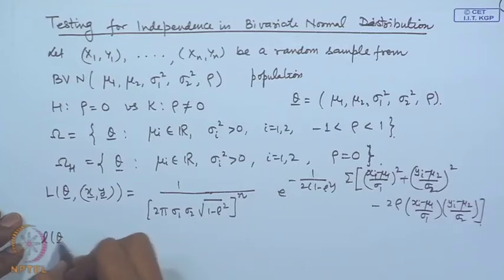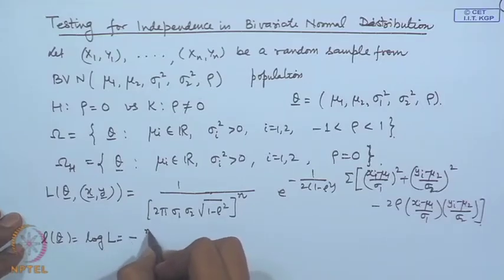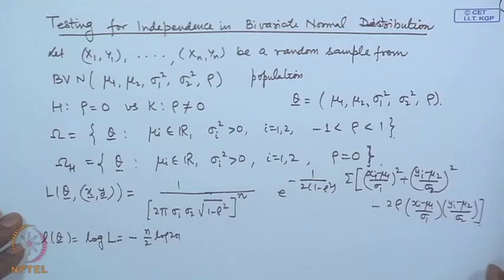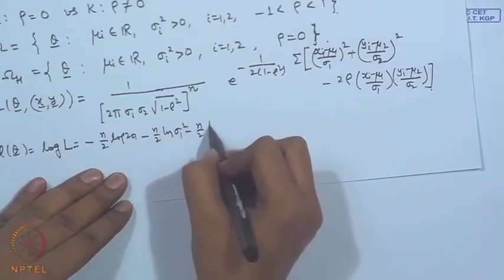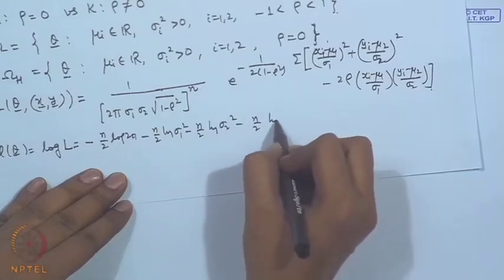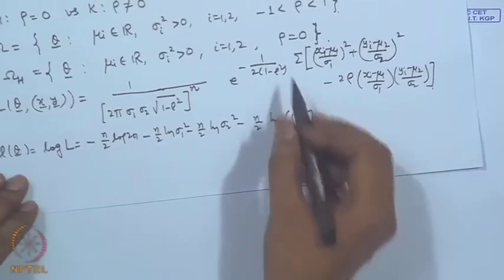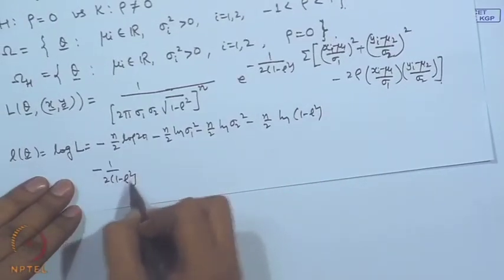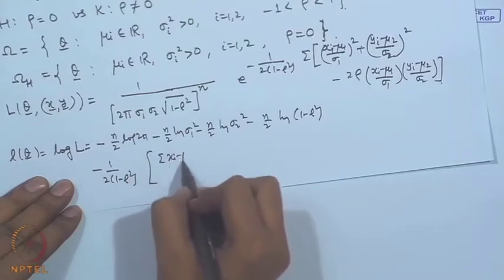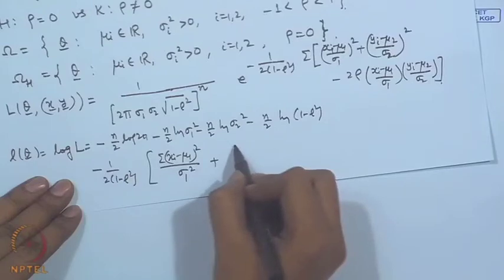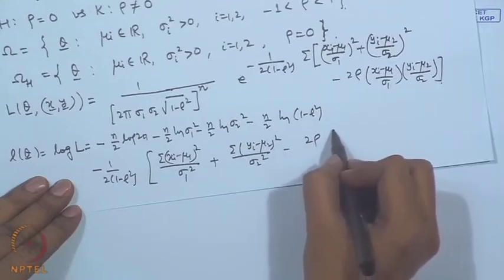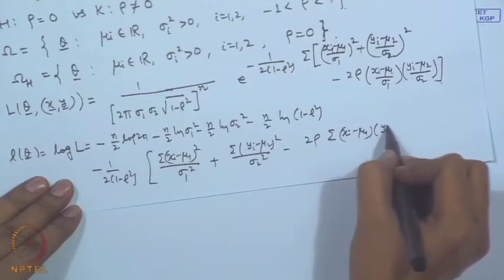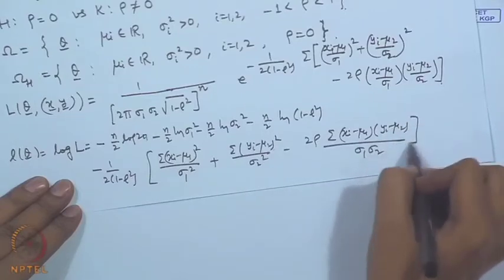Now, you take the log likelihood here, then that is equal to minus n by 2 log of 2 pi, minus n by 2 log of sigma 1 square, minus n by 2 log of sigma 2 square, minus n by 2 log of 1 minus rho square, and then this expression, that is minus 1 by twice (1 minus rho square) [sigma (x i minus mu 1) square by sigma 1 square plus sigma (y i minus mu 2) square by sigma 2 square minus twice rho sigma (x i minus mu 1) into (y i minus mu 2) divided by sigma 1 sigma 2].